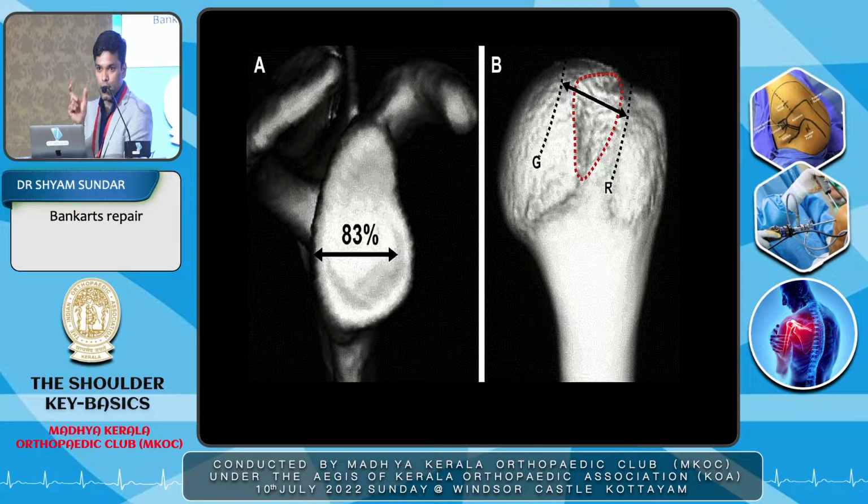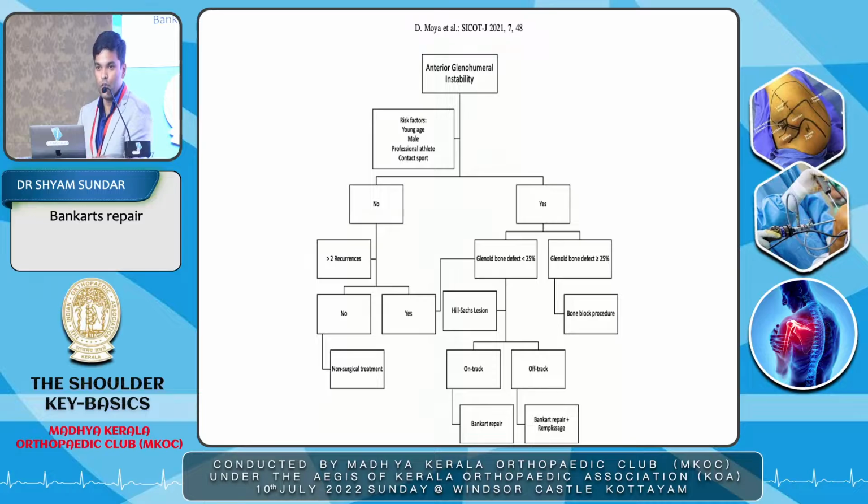When the Hill-Sachs lesion is large, when you take the arm into the abduction external rotation position, it is going to get locked. So that's an off-track lesion. So any patient who has less than 25% glenoid bone loss, who has an off-track lesion, you have to definitely address the Hill-Sachs lesion.